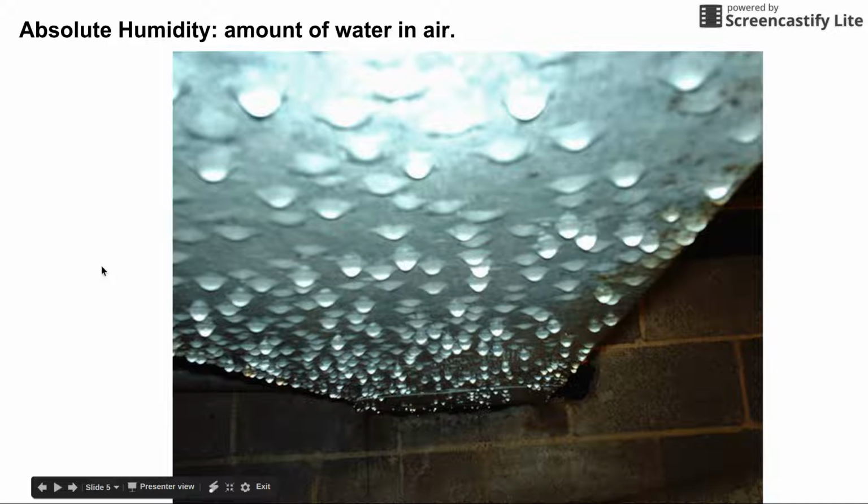Absolute humidity is the amount of water in the air. This is an actual quantity of water. For instance, if you said there's a gallon of water in the classroom's air, that is the absolute humidity. It is the absolute amount of water in the air, like if you put it in a cup.